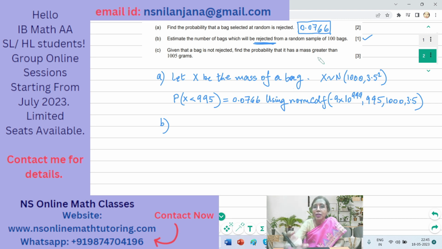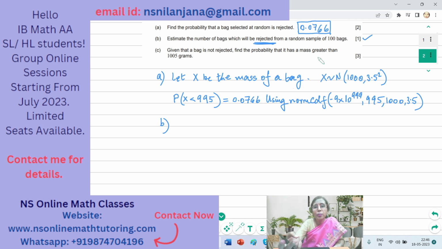And the probability of a bag getting rejected is 0.0766, that we have found just now in the previous subpart, subpart A. And that is also fixed. It is not dependent on which bag we are testing. The probability of rejection is the same for the first bag and the same for the 100th bag as well. So it is independent of the bag number. The probability is the same for every bag.